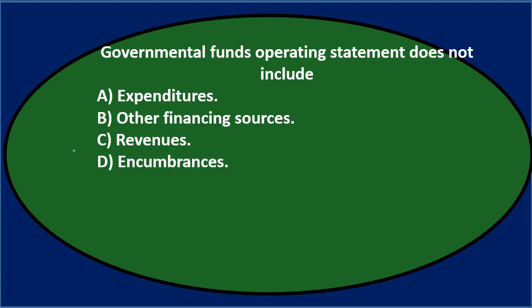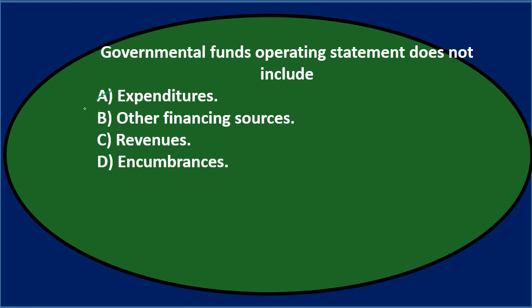Next question. Governmental funds operating statement does not include either A, expenditures, B, other financing sources, C, revenues, D, encumbrances. Let's go through this again using the process of elimination. Governmental funds operating statements does not include. Notice we're talking about fund accounting here, so we're talking about the modified accrual basis. We're using expenditures. That seems appropriate because we're using fund accounting, modified accrual, therefore expenditures.